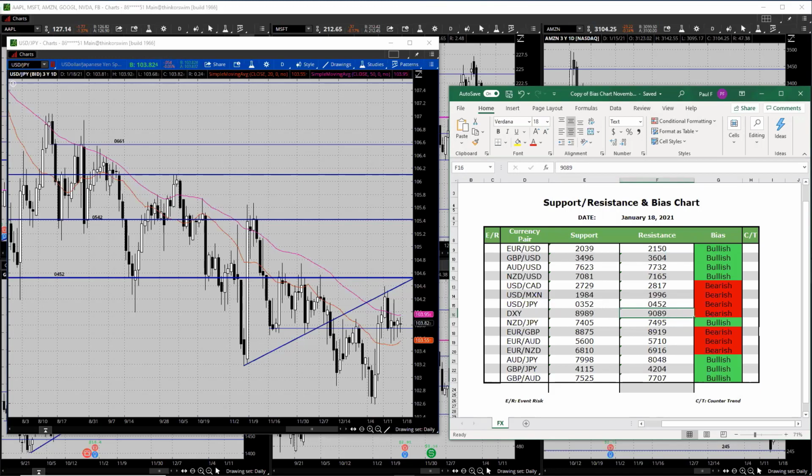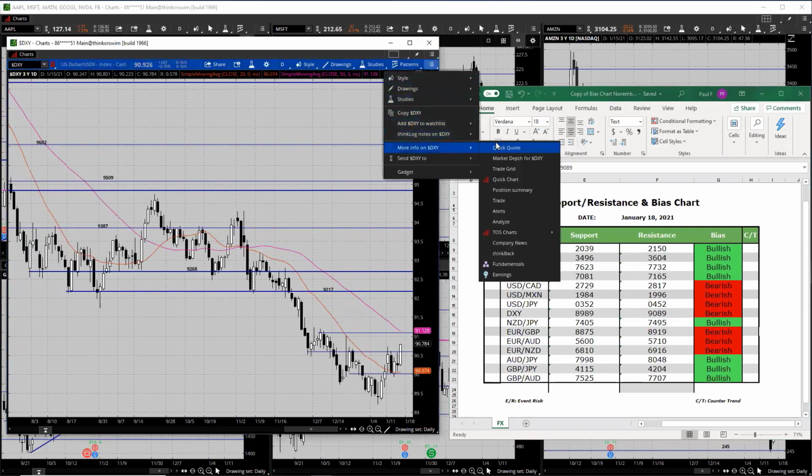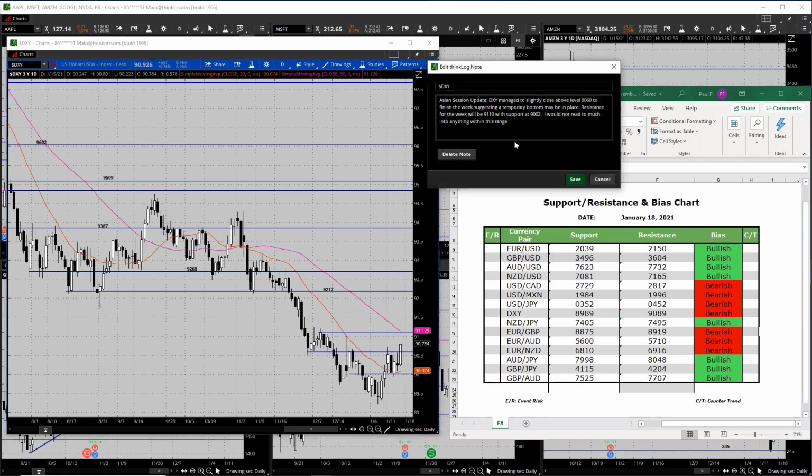Let's go and move on to the cash dollar index. The dollar index managed to slightly close above the 90.60 level to finish the week, suggesting a temporary bottom may be in place. Resistance for the week will be 91.10 with support at 90.02. I would not read too much into anything within this range.